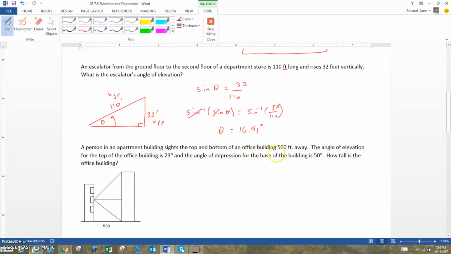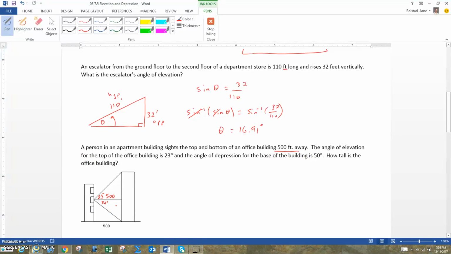We have two buildings 500 feet apart, so I'm going to put that 500 right in here. The angle of elevation for the top of the building is 23, so 23 degrees there. The angle of depression would be 50 degrees.